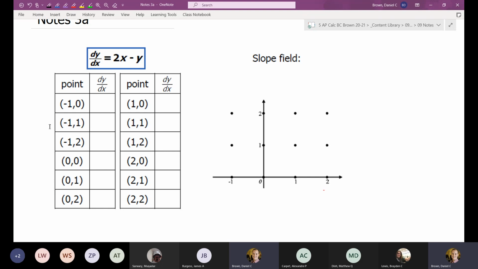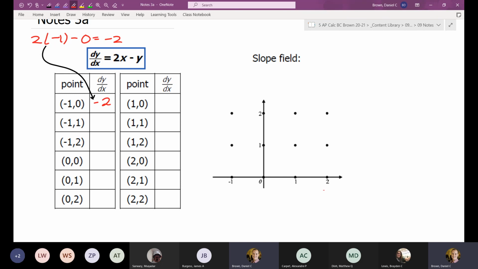This one is kind of unique because each point's slope is affected by both the x-coordinate and the y-coordinate. If I'm trying to find the slope at (-1, 0), we have 2 times -1 minus 0, or -2. A little bit more tedious to find, but go ahead and try that one. I will say on all the AP exams that I've seen, the most number of slopes they make you draw is usually 9. So this one has, what, 12? But usually the most they make you draw is 9.